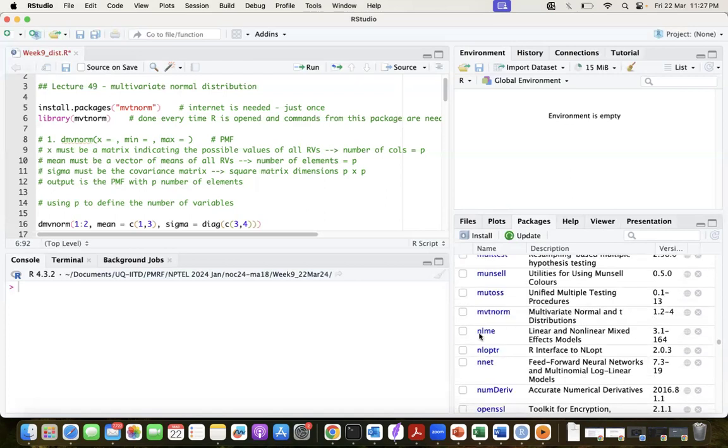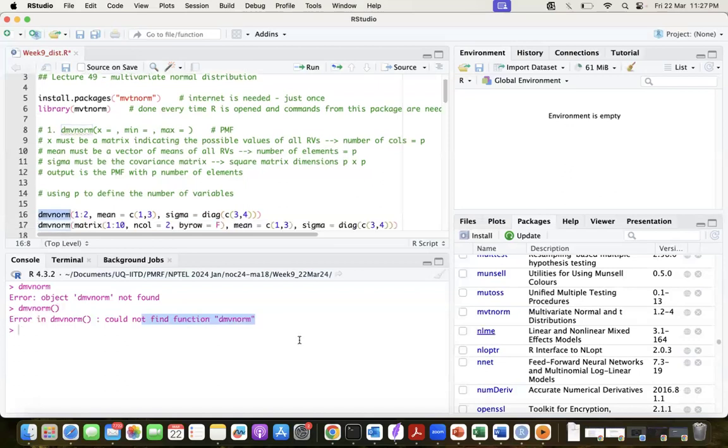Okay. So here you can see MVT norm. It's here, but there's no tick mark. So if I want to find out some package, some function, it's going to say could not find the function, right? But now if I load the library, so I'm selecting it and pressing Control Enter, and now if I write the name of the function, it's a different error this time because I did not give it anything inside the bracket, but it was able to find the function. Okay. So again, this was just housekeeping information.